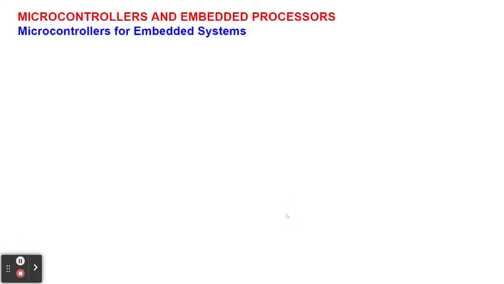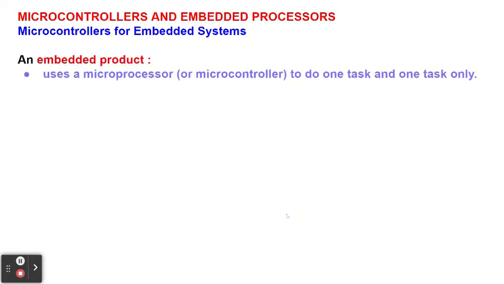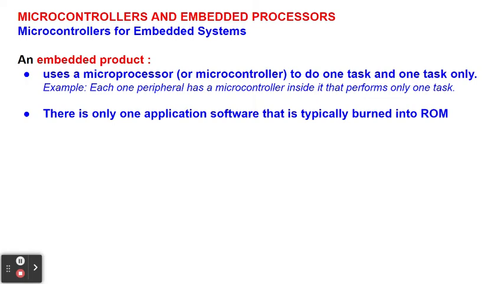Microcontrollers and embedded processors. Microcontrollers for embedded systems. An embedded product uses a microprocessor or microcontroller to do one task and one task only. For example, each PC peripheral has a microcontroller inside it that performs only one task. Therefore, your keyboard will have a microcontroller, your mouse may have a microcontroller, or other devices that you are connecting to your computers might have a microcontroller inside or even a microprocessor.